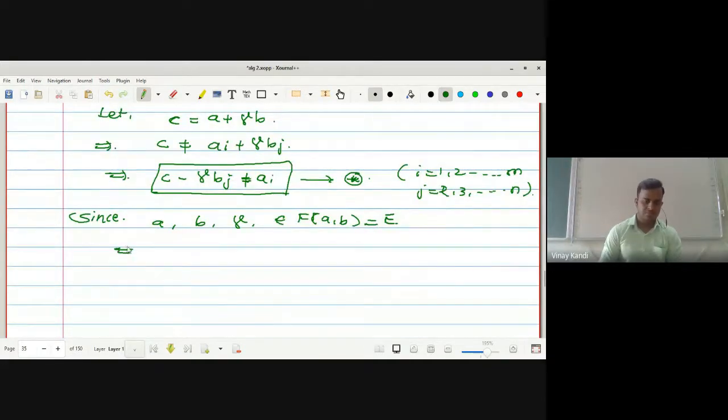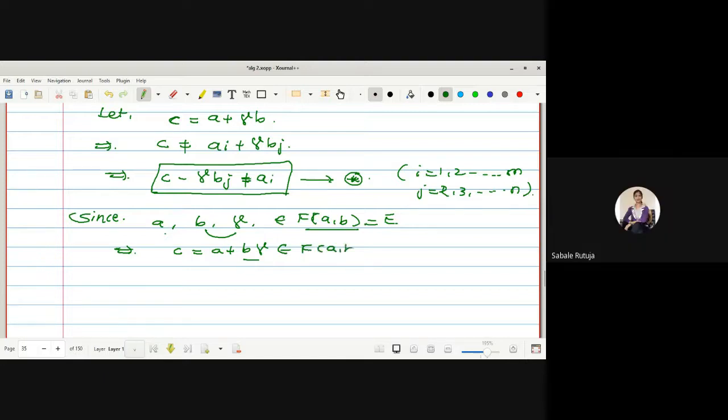So this implies c is equal to a plus b gamma. The product of these two, where will it go? It goes in F of a, b. So a plus b gamma belongs to F of a, b, and that is equal to c. So c belongs to F of a, b. This implies adjoining this c to F is contained in F of a, b. Give it as equation number 2.